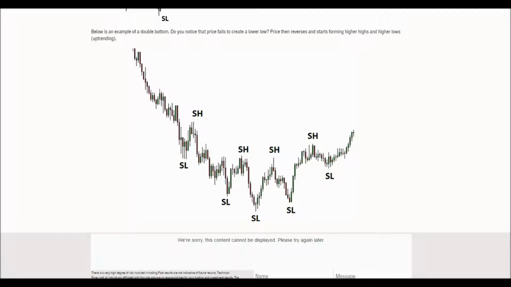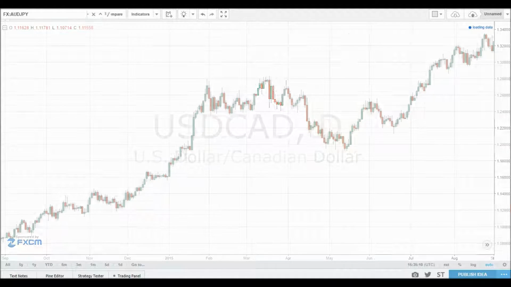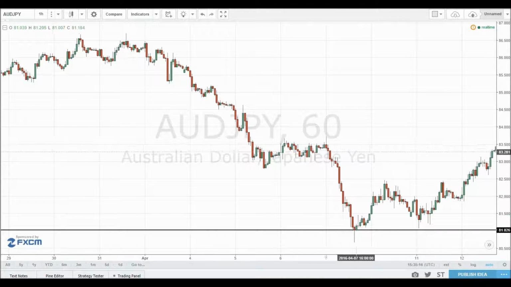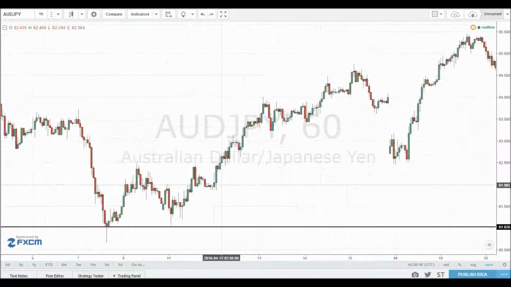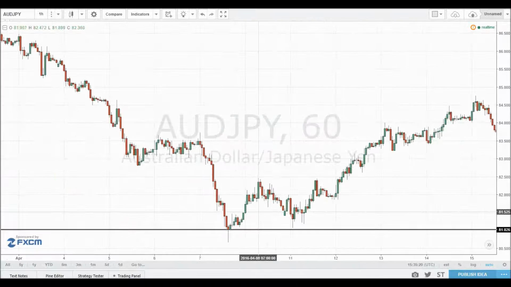Now let's look at some of these things on charts. That was a daily chart of US dollar, Canadian dollar. Let's go to a smaller time frame. Australian dollar, Japanese yen. Let's try the 1 hour chart. Oh look, there's one right here straight away. A double bottom here.